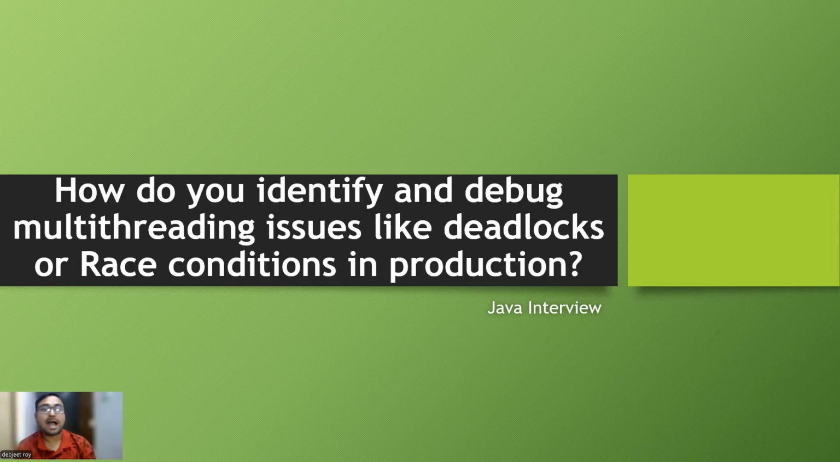Okay, how do you identify and debug multi-threaded issues like deadlock or race condition in production? In production we can't debug over there, right? So how can we see where the issue is coming from? You can go through Kibana logs. In Kibana logs, you can get to know where exactly your issue is. There will be a logger implemented. Through loggers, you can see which lines have been printed and which lines have not been printed. From there, you will get the idea.